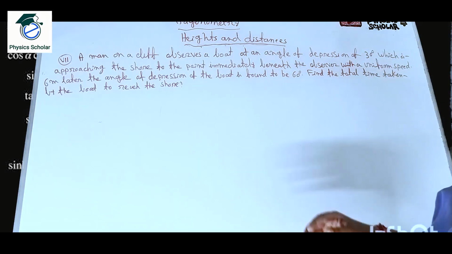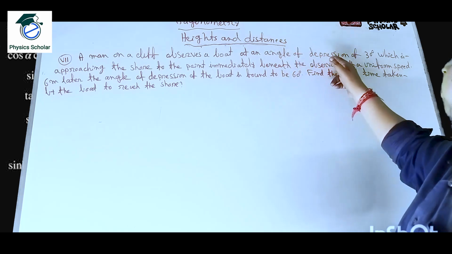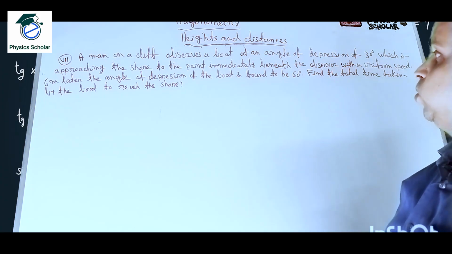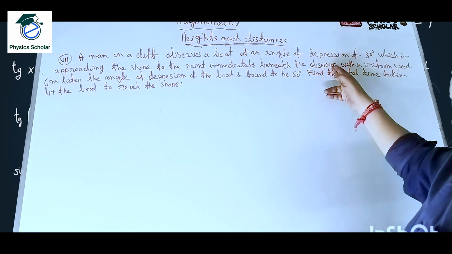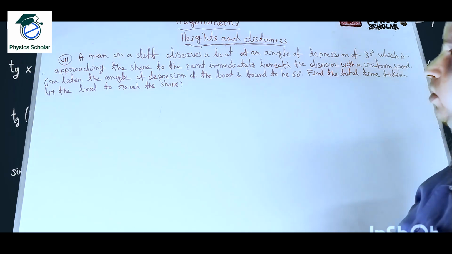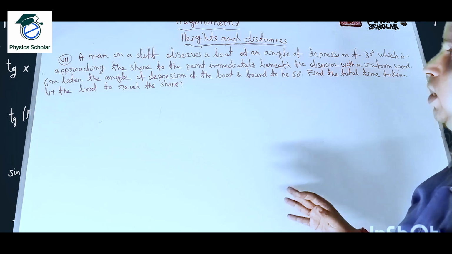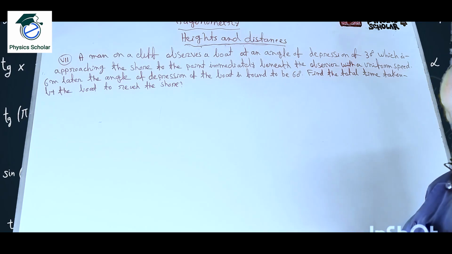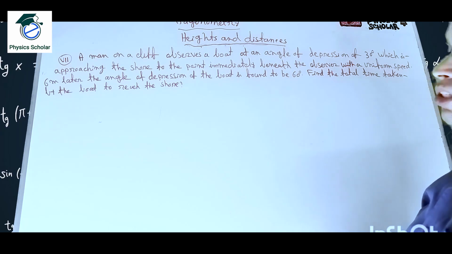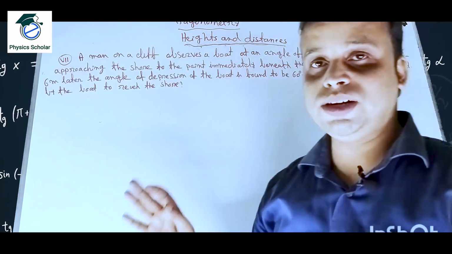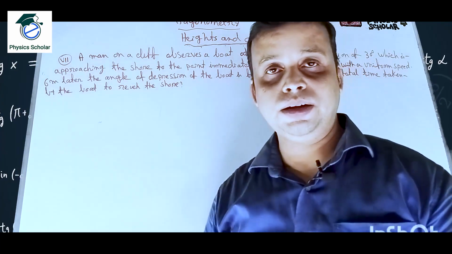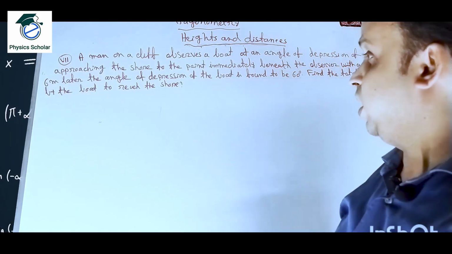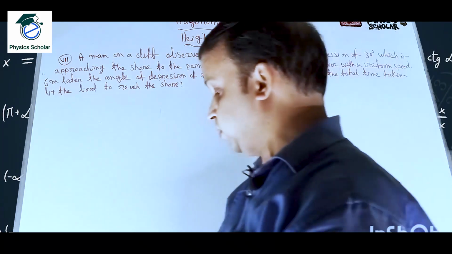A man on a cliff observes a boat at an angle of depression of 30 degrees, which is approaching the shore to the point immediately beneath the observer with a uniform speed. Six minutes later, the angle of depression of the boat is found to be 60 degrees. Find the total time taken by the boat to reach the shore. Very important sum. This type of sum very often comes in the board exams of CBSE, even ICSE, or even the other state board exams of class 10.